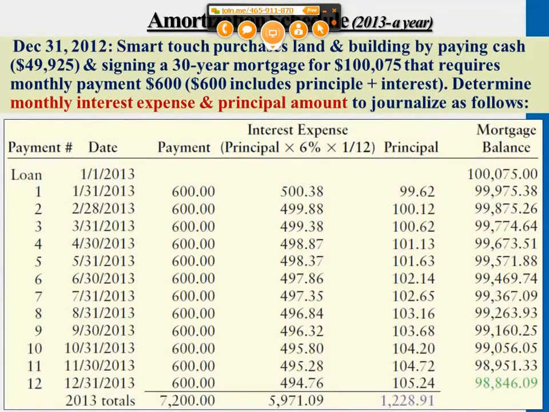All right, let's take a look at an example here. The upper title shows amortization schedule 2013. We'll just read the first box here. First box, it tells you the problem. December 31st, 2012, Smart Touch Company purchases land and building by paying cash and signing a 30-year mortgage for $100,075. Just up to this point, can you tell me how to journalize this entry?